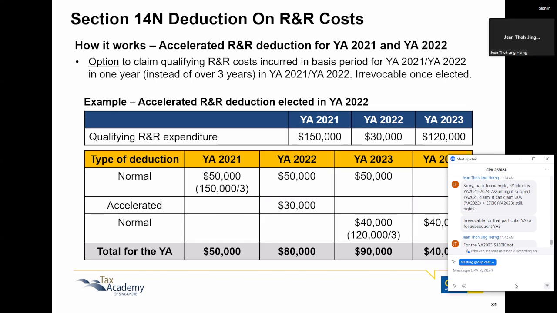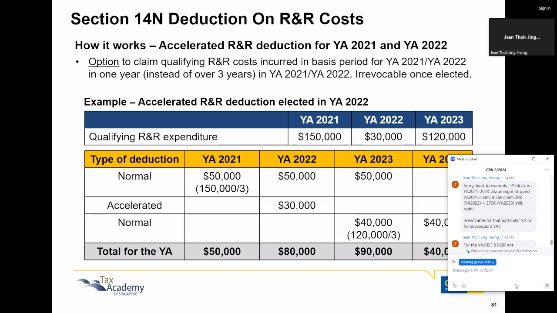Okay, so back to my example where the 3-year block is 2021 to 2023, and this is not the first time it claimed, just that for YA 2021, for some reason it didn't claim. Then because the 3-year block is still within YA 2021 to 2023, in the third year it can claim 270K, right? Yes. Okay, thanks. Because in the first year nothing was claimed, during the 3-year period the maximum is only 300. You can choose not to claim the earlier years, but in the later years you can choose to claim more. It's okay.